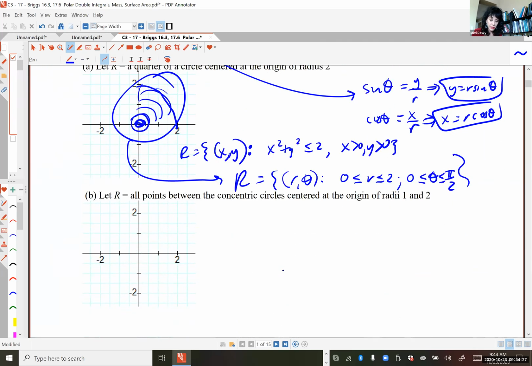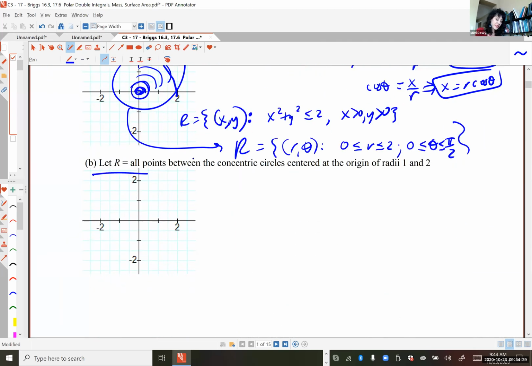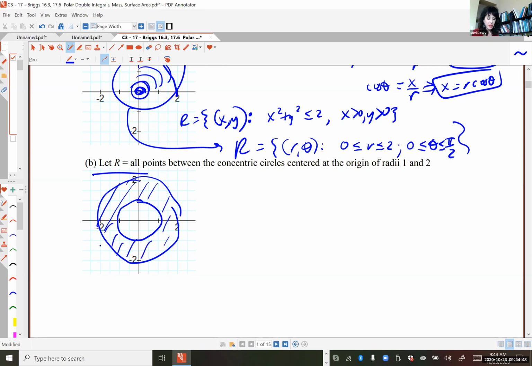Okay, let's look at another region that's considered a really good candidate for polar: a donut. Donuts are really great. You don't want to try to do a donut in rectangular, because then you'll have to chop it up into 4 pieces in order to get all the double integrals iterated correctly, and it's a nightmare. So if you have a region of integration that ends up being a donut, use polar.